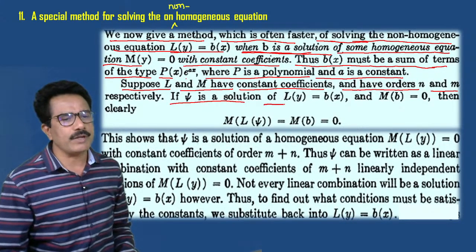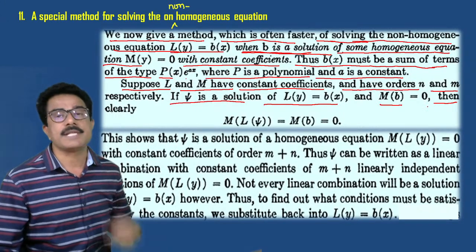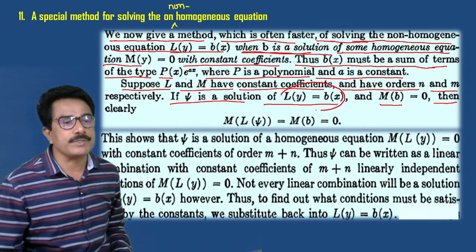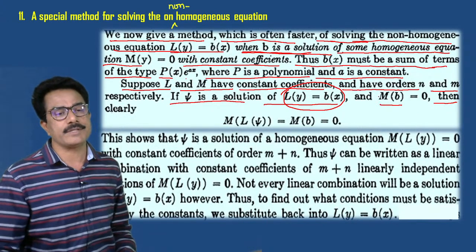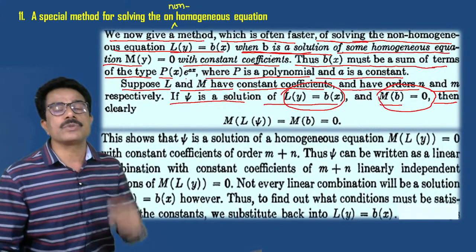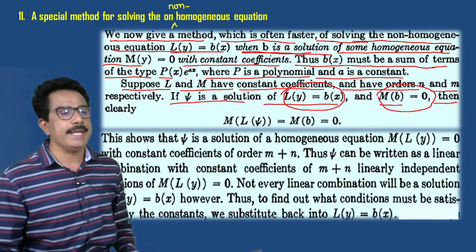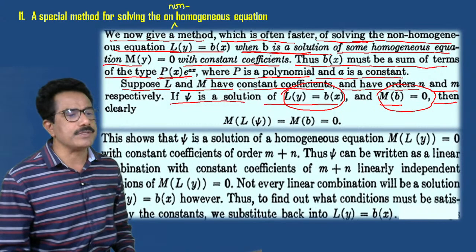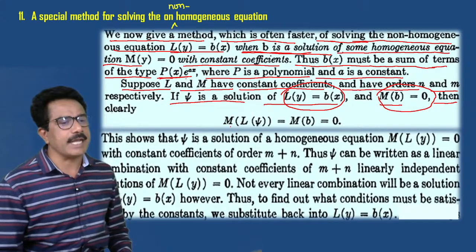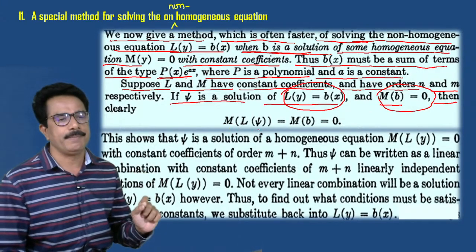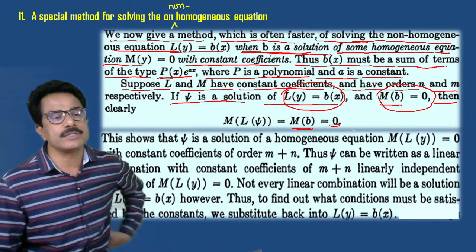If psi is a solution of L of y is equal to b of x and M of b is equal to 0, psi is a solution of the non-homogeneous differential equation, and M of b is equal to 0 is a homogeneous differential equation. So we can clearly write M of L of psi is equal to M of b is equal to 0, because these are the solutions.